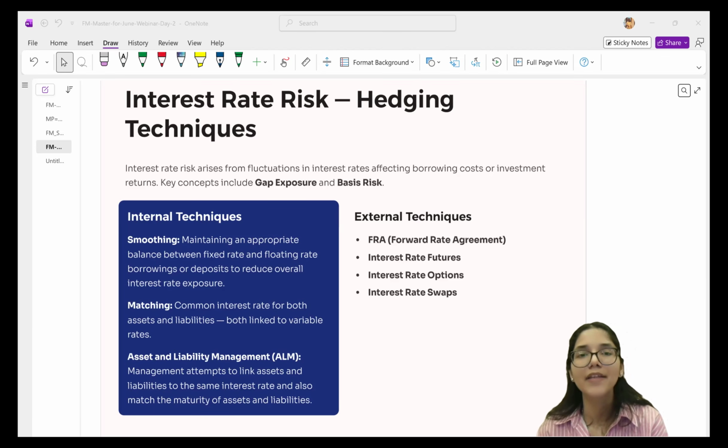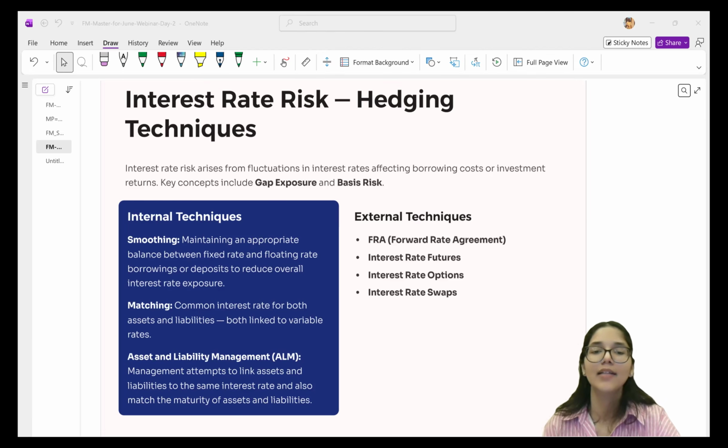And depending upon whether assets are more than the liabilities or liabilities are more than the assets, we give them different names. So what is the type of name that we give to the gap exposure where the assets are more than the liabilities? It's a positive gap exposure. And when the liabilities are more than the assets, then what's the name that I give it? Negative gap exposure. Absolutely right, guys.